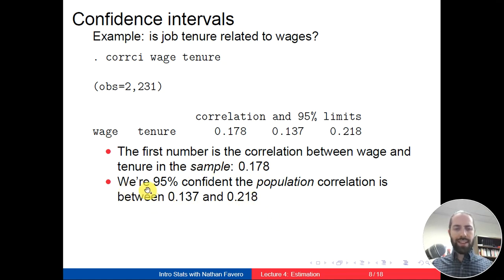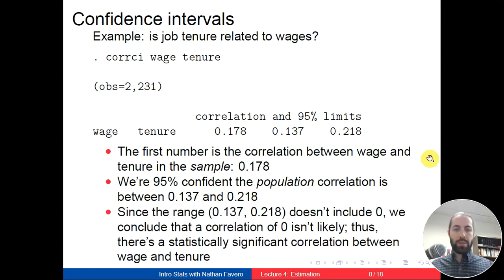And again, I've given this kind of quick and easy interpretation, which is to say that we're 95% confident that the population correlation is between these two values. But others would say maybe it's better to say the process that we're using will be accurate 95% of the time if we use it to calculate a range. And this is the range that we have.